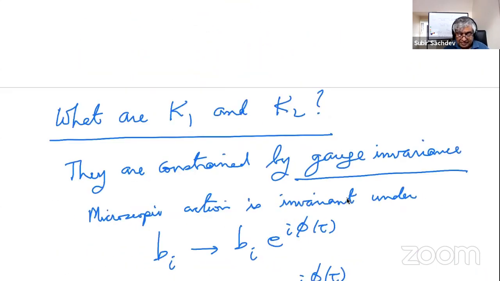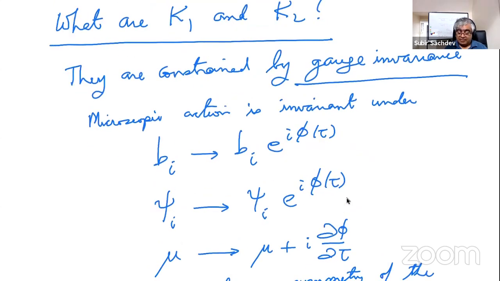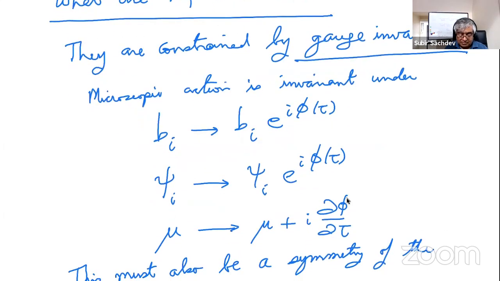Okay, so the argument is based on gauge invariance. Now, the theory that we wrote down actually has what's called a global symmetry, that if I rotate B by some phase factor e to the i phi, and psi by the same factor on every site, by e to the i phi, then nothing will change in the path integral or the theory.